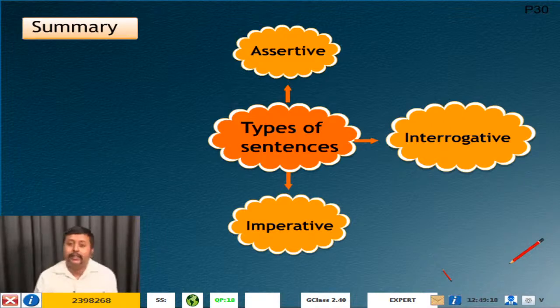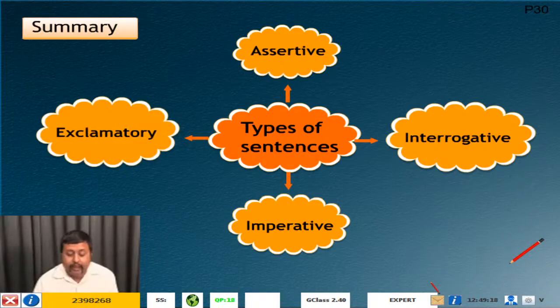Imperative sentence. Request, then advice and command, right? So any sentence that requests something, gives an advice, or gives you an order, they are what? Examples of imperative sentences. And then finally, we have exclamatory sentences. So what is an exclamatory sentence?